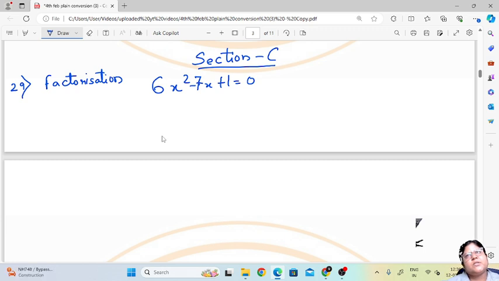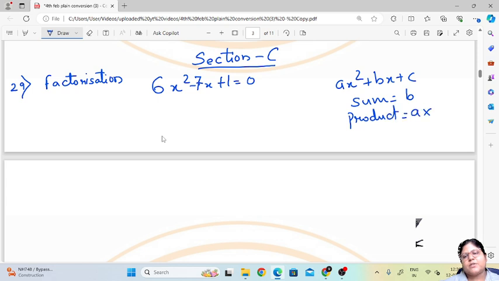Now the quadratic equation, standard equation is ax square plus bx plus c, where your sum is given by the coefficient of x and the product is given by the multiplication of the coefficient of x square and the constant term. So here for this question, your sum is going to be negative 7 and the product has to be 6 into 1, that is 6. Okay, so if you take 6 multiplied by 1 and 6 plus 1, you will be able to get both the cases, but we want minus 7. So in that case you have to satisfy for both of them.